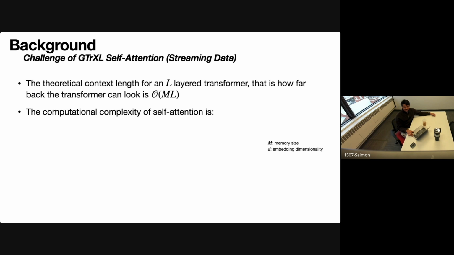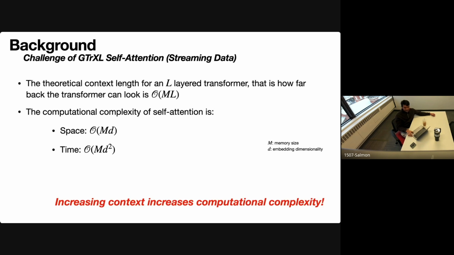So the computational complexity is proportional to the amount of context that you are storing. The space complexity becomes M times T, and the time complexity becomes capital M times T squared. So your computational complexity is dependent on the amount of context that you're storing in the history. And this is a challenge because increasing the context results in increasing computational complexity. Every time you want the transformer architecture to look back farther in time, the only way to do that is by increasing the computational complexity.